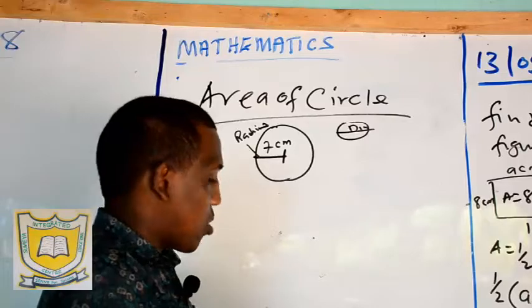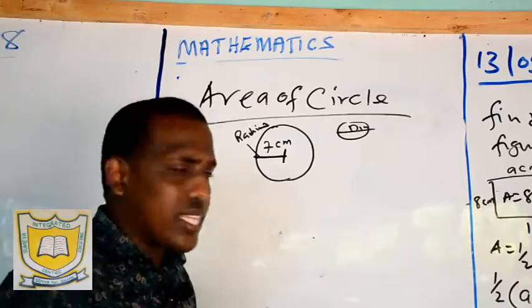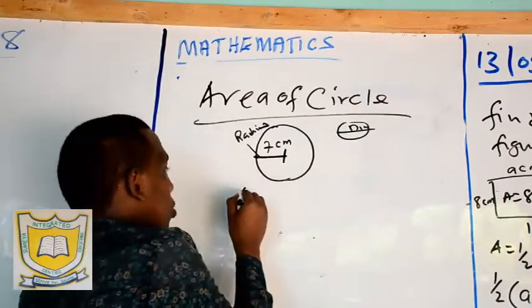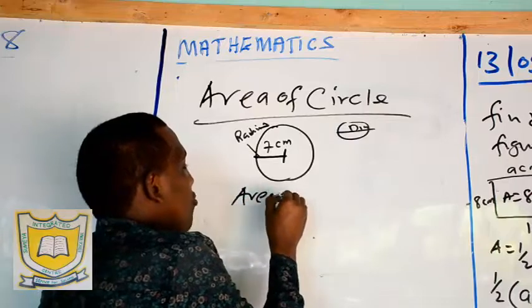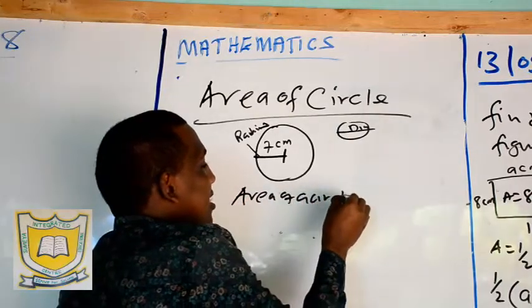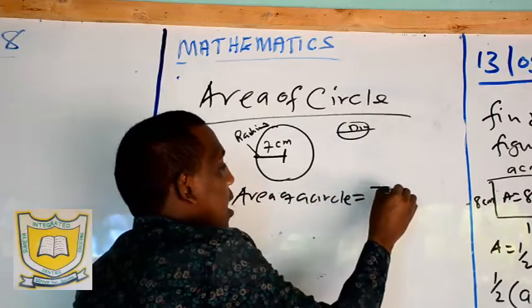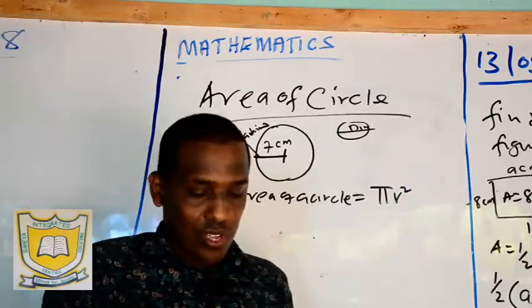So now that is the radius. So we want to get the area. So area of a circle is equal to pi r squared. That's how we get the area of a circle.